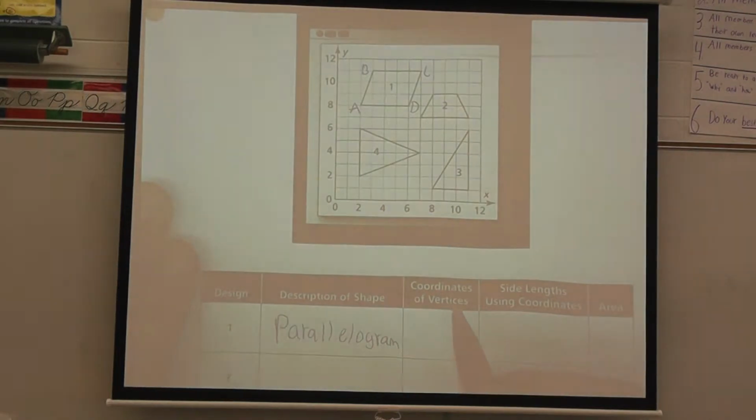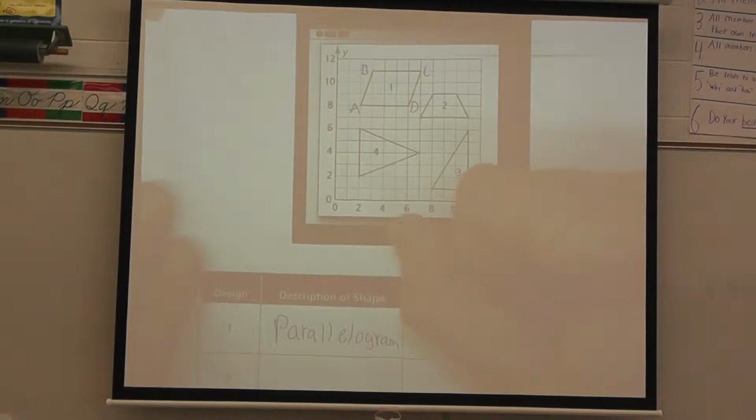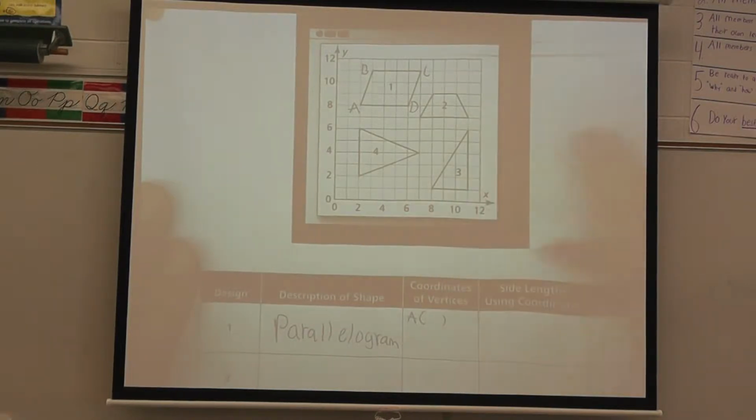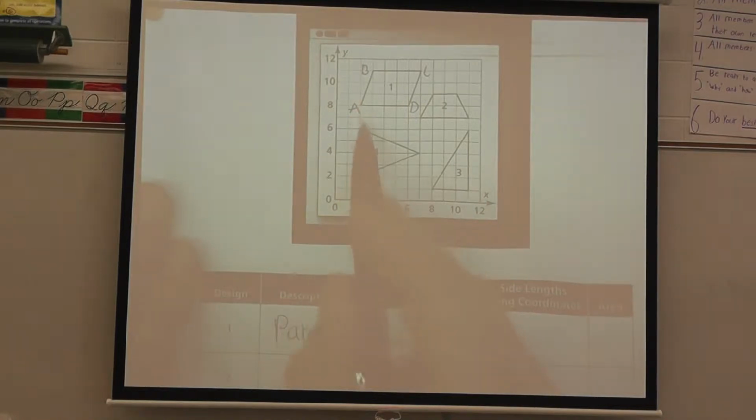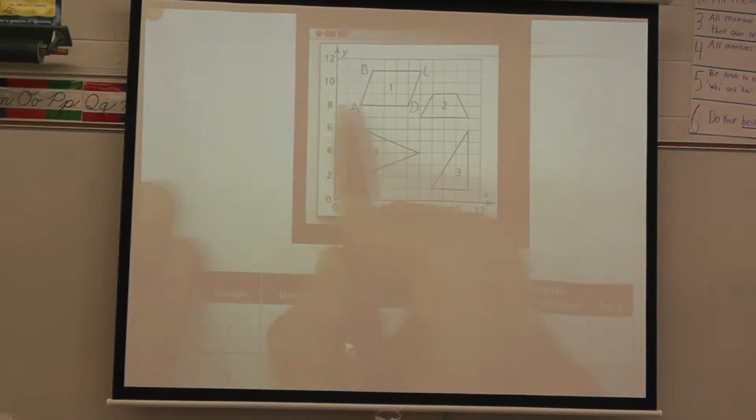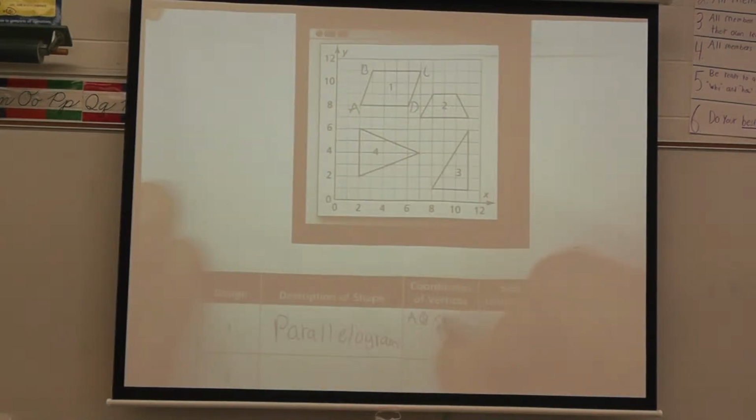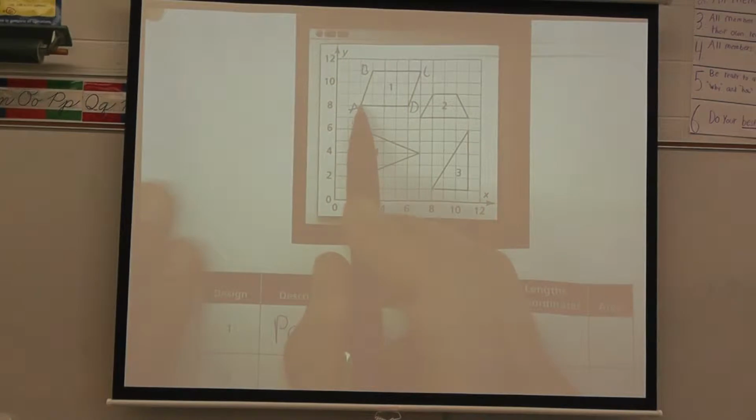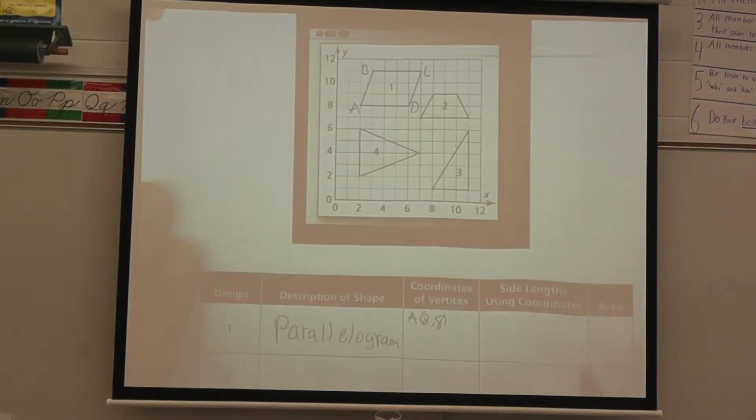So I'm going to find the coordinates. Again, here's A. I'm going to find the coordinates of A. The x-axis is at the bottom, so I'm going to look. Here's that point, that's 2, because that's the x-axis. And I'm going to go up, and it's at 8. So this vertex is at (2, 8). Let's take a look at B.